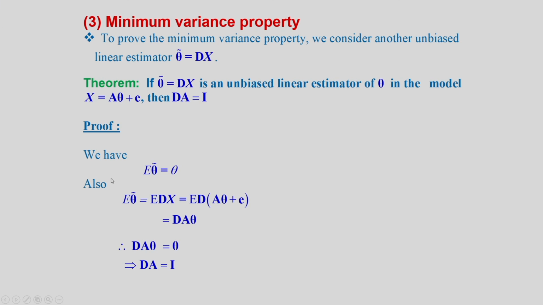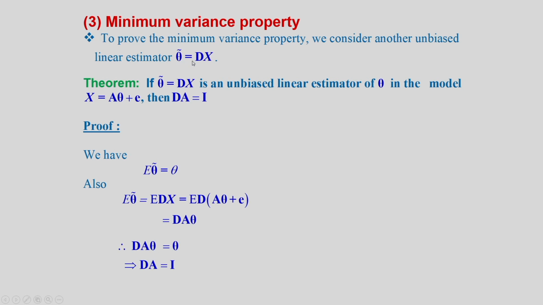How can we prove this? We have a very simple proof. We have E of theta tilde is equal to theta, because theta tilde is an unbiased estimator. Also, E of theta tilde is equal to E of Dx, because theta tilde is equal to Dx, and that is equal to E of D times x, where x is A theta plus E. Therefore, E of D times (A theta plus E) is equal to DA theta. So, E of theta tilde is equal to DA theta, and E of theta tilde is equal to theta. Therefore, DA theta must be equal to theta, which implies that DA must be equal to the identity matrix.